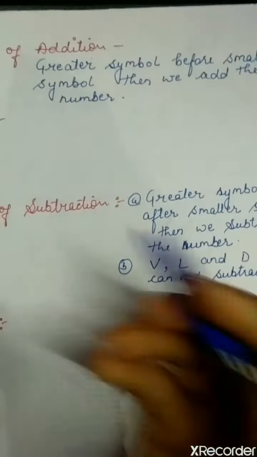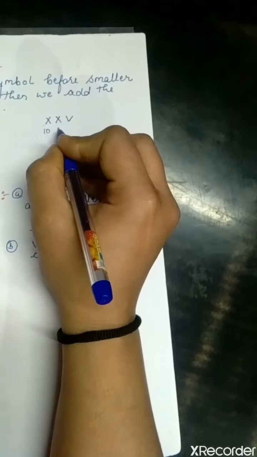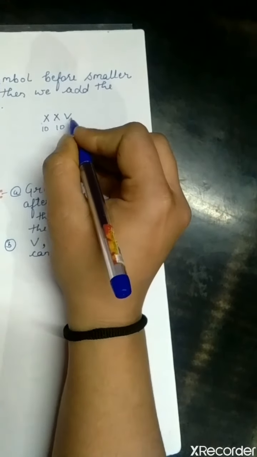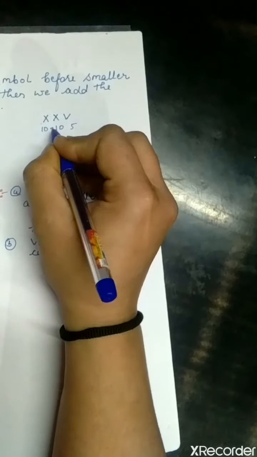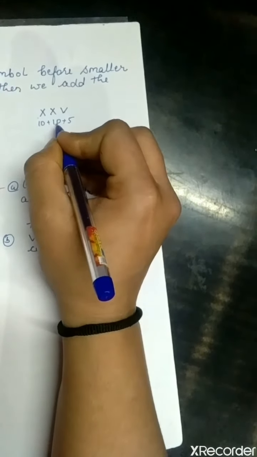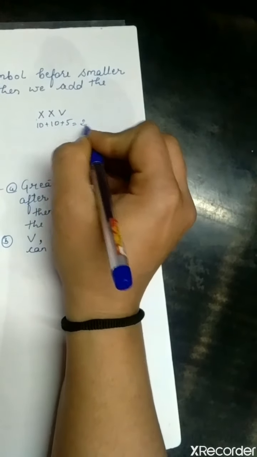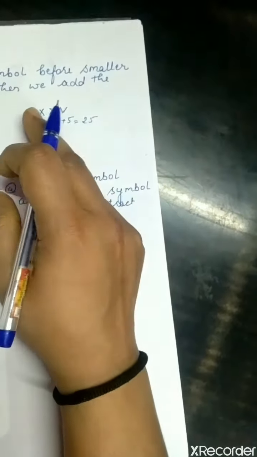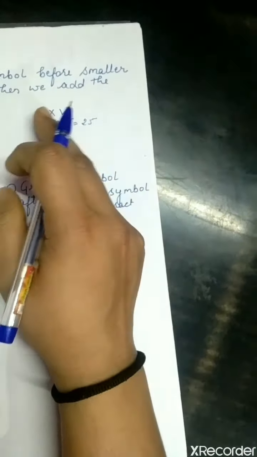Let's take another example. XXV, how will we do it? One X represents 10, another X represents another 10, and V represents 5. Let's add up all the numbers. It's 10 plus 10 plus 5, it's 25. It means XXV is 25.